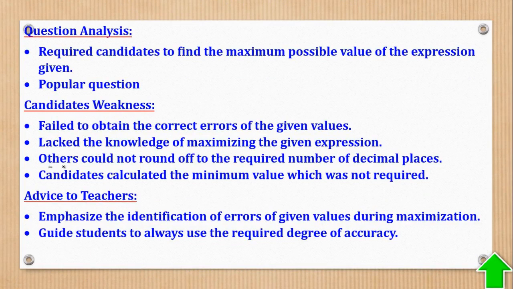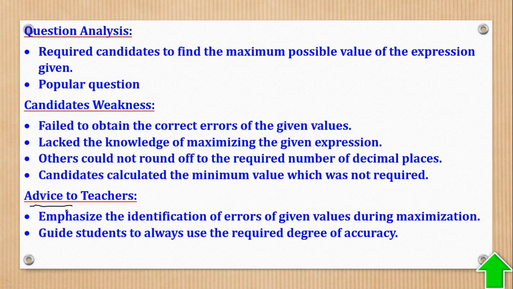Then also others could not round off to the required number of decimal places. So if the equation specifies the accuracy, you must also round off to the required accuracy. Then also candidates calculated the minimum value which was not required. Some candidates are used to calculating both maximum and minimum, then state the error. But in this case, they only asked for maximum, meaning the minimum value was not required.